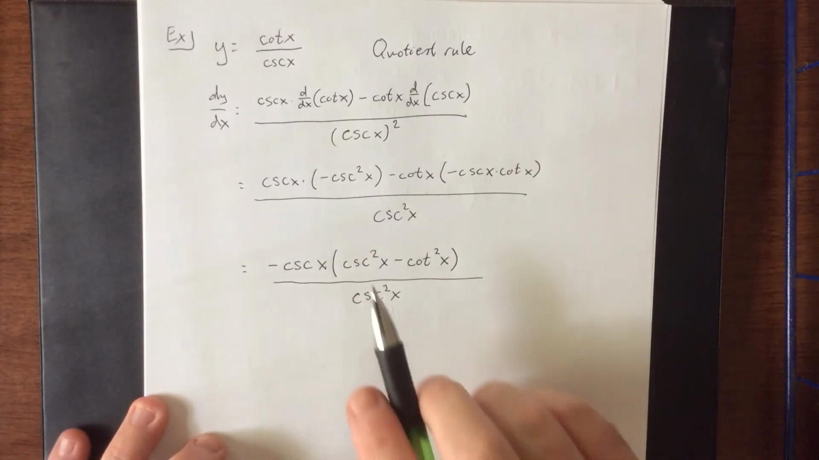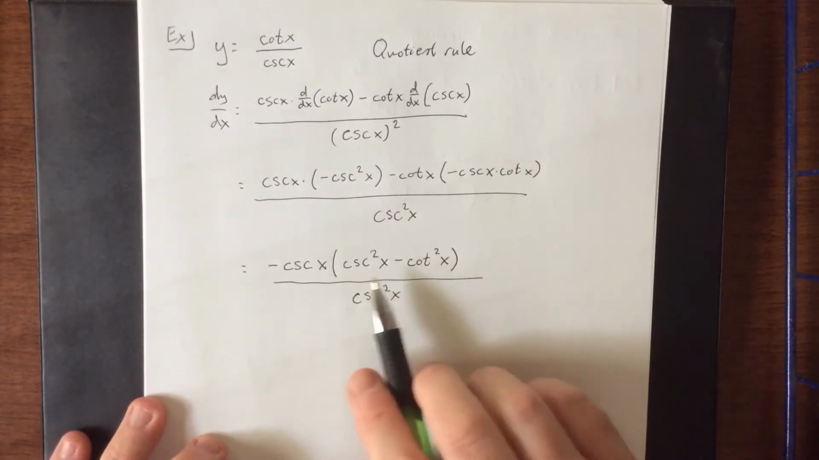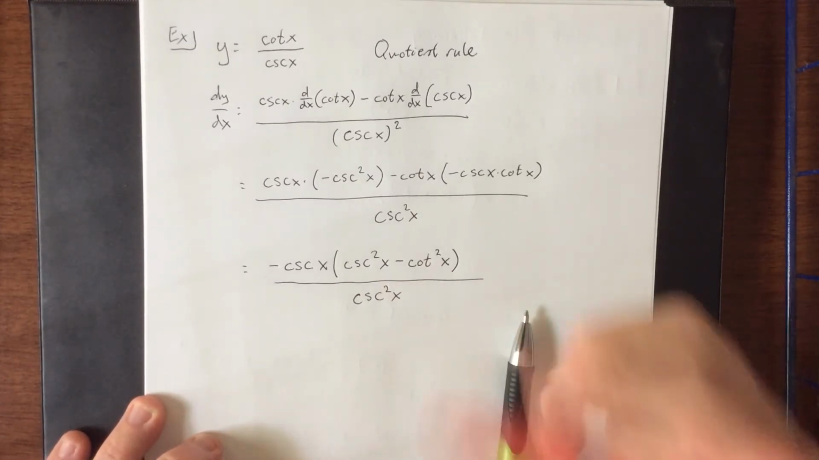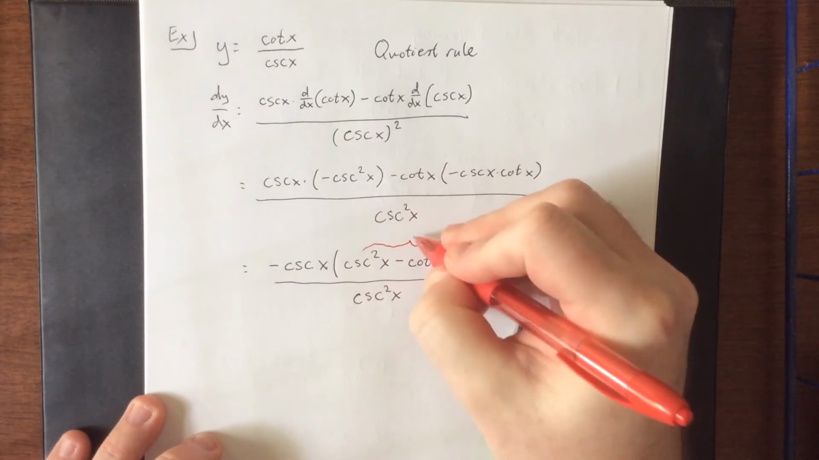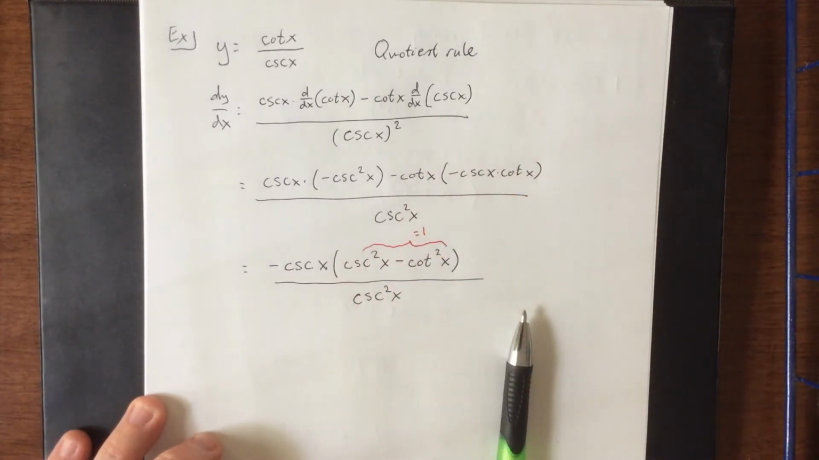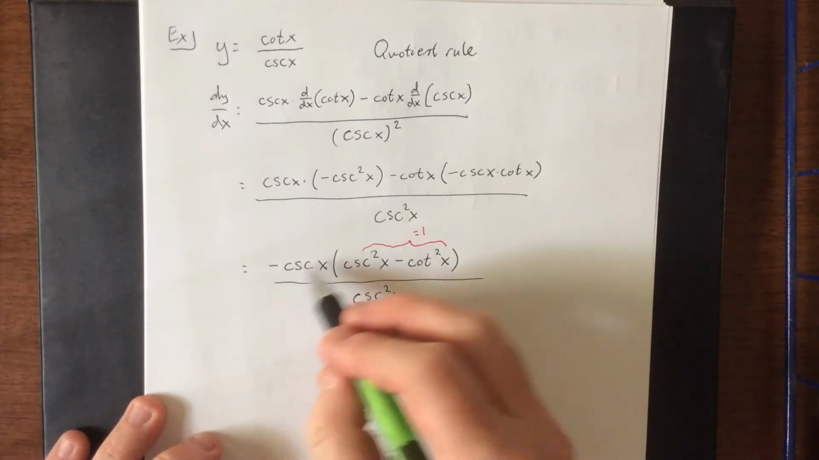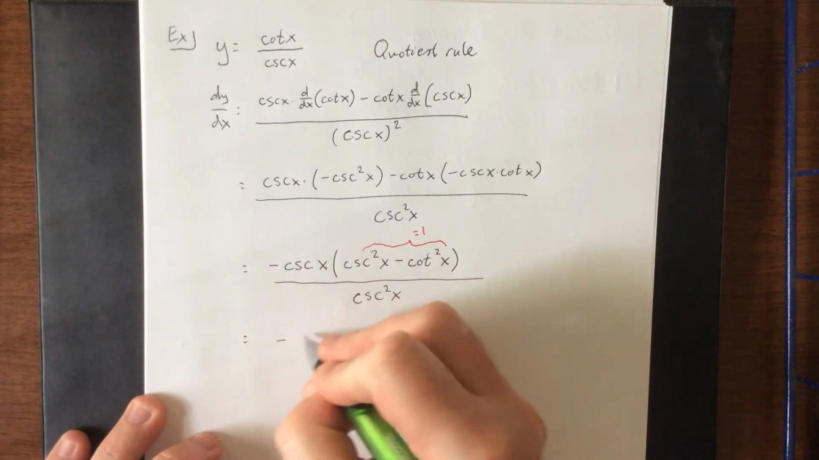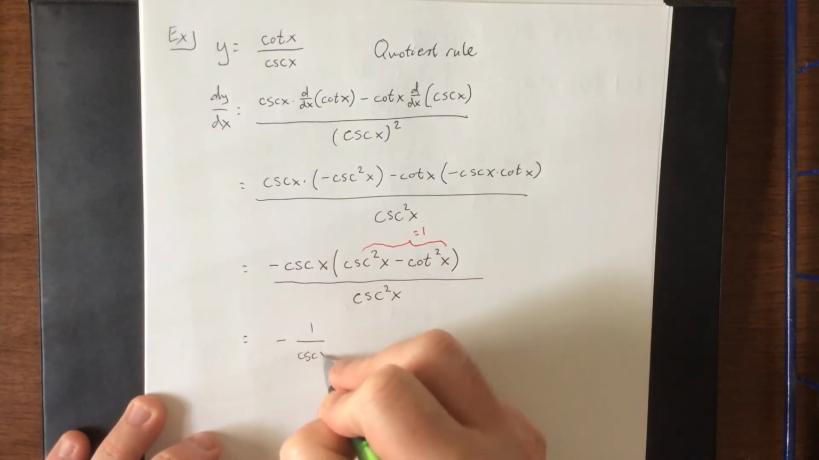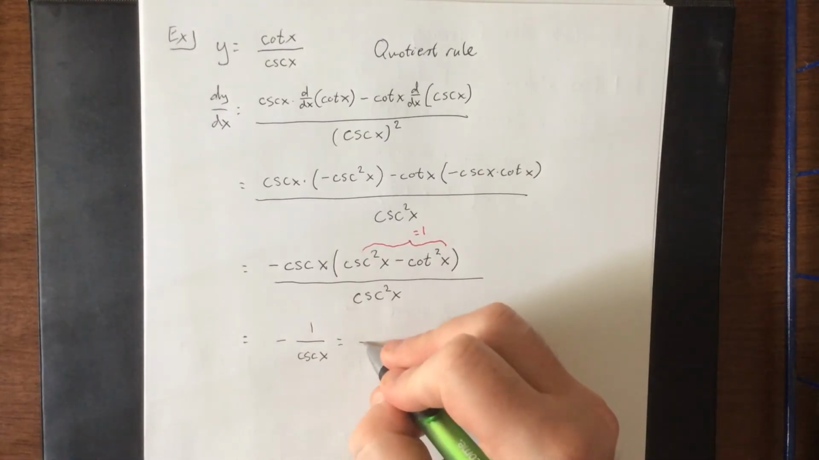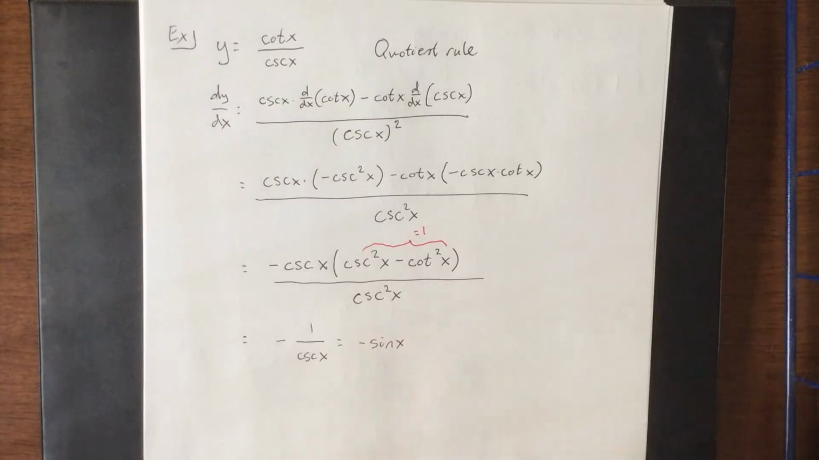Now with that in mind, you may not recognize it immediately, but anytime you see squares of trig functions, you should take a look around for a Pythagorean identity, and in this case there is one. This is equal to 1. Now, because we already factored out a cosecant of x, we could cancel out the remaining cosecant of x with one of them from the denominator and call this negative 1 over the cosecant of x. But if you'll kindly recall, the reciprocal of the cosecant function is the sine function. So after all is said and done, we have ourselves a negative sine of x.